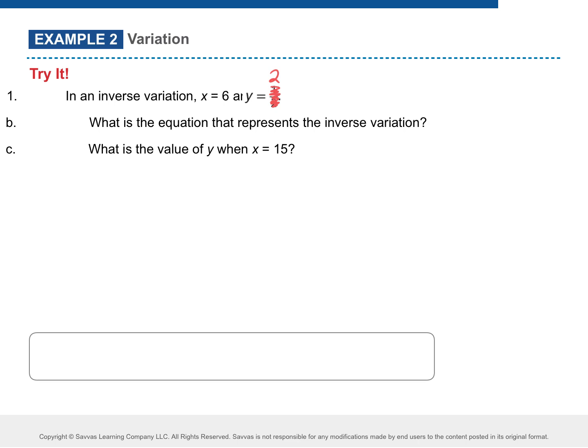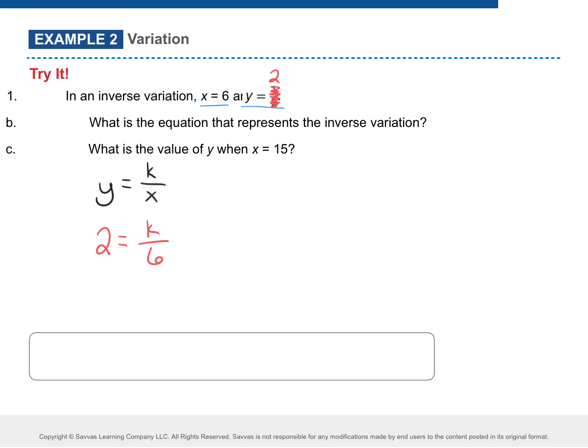So when we're trying to find an equation that represents the inverse variation, what equation am I going to use? Y equals k over x. It wants us to write an equation that represents the inverse variation given x equals 6 and y equals 2. So all it wants us to do is plug those values in. So y is 2. What is k? Don't know. What is x? 6. That's all it wants us to do for part A.